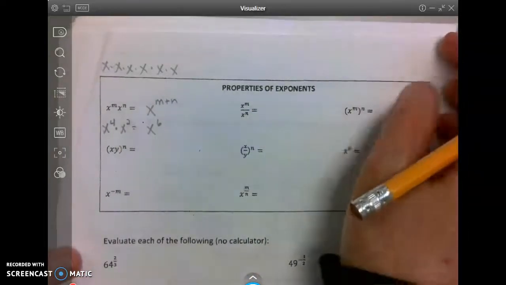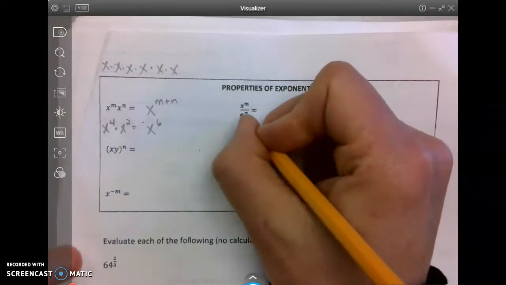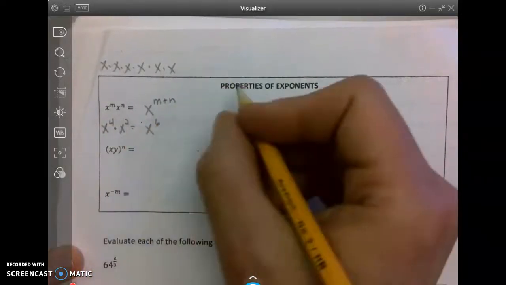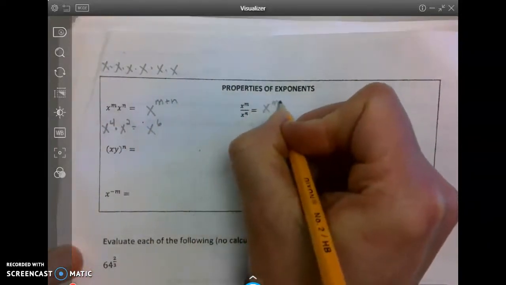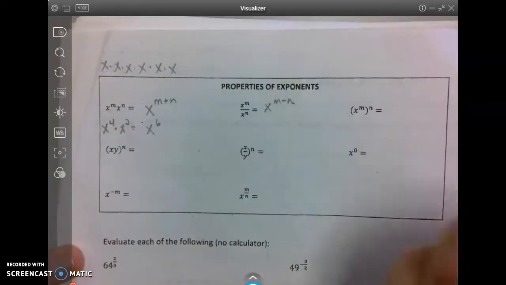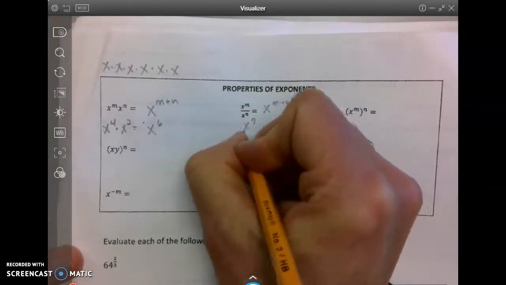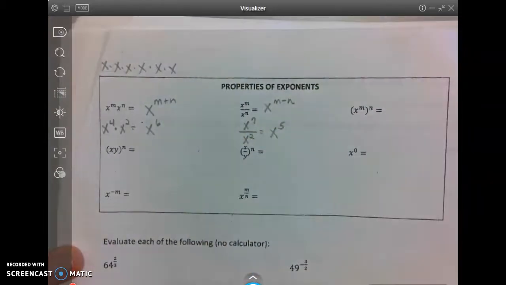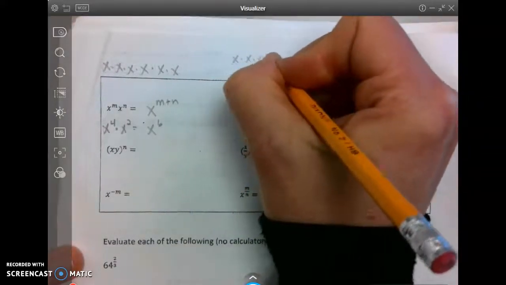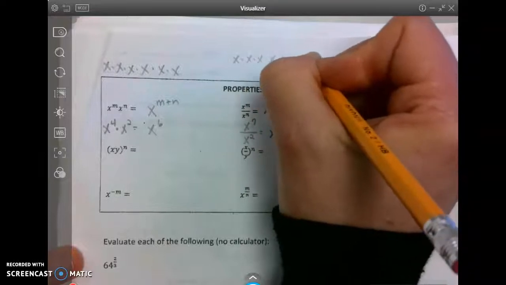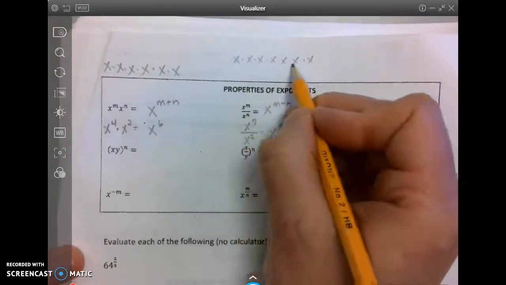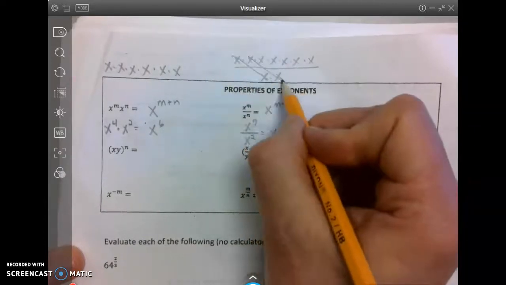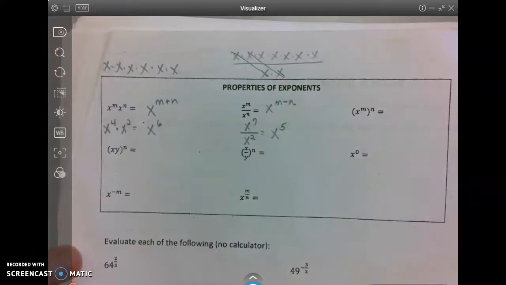Therefore, division, if the base is the same. This is all if the base is the same. If you'll notice, we always have the same base here. This is going to be x to the m minus n. For example, if we had x to the 7th divided by x to the 2nd, we would have x to the 5th. Think about it. X times x times x, if I do it 7 times, 1, 2, 3, 4, 5, 6, 7, divided by x squared, 2 of them would cancel, and I'd have x to the 5th left over.